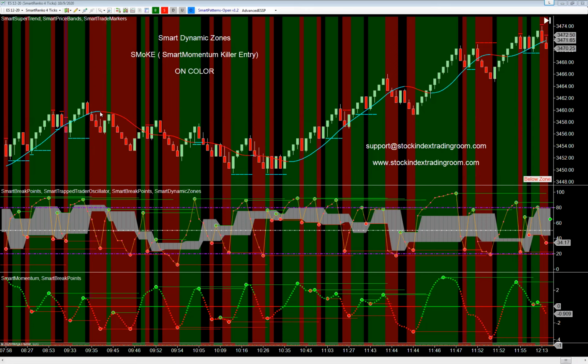So smart price band is red. Here's our vertical line that opens the market at 9:30 Eastern time. Smart price band is red, so we're looking for what? A red reversal bar. Okay. Is smart momentum red? Yes, it is. Do I have a red reversal bar and a red background? Yes, I do. So there we go.